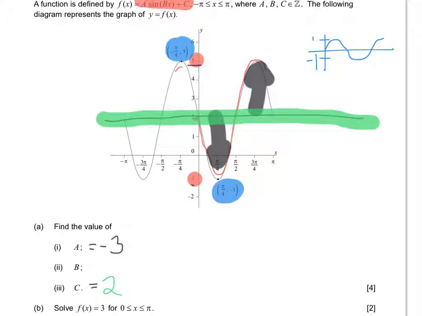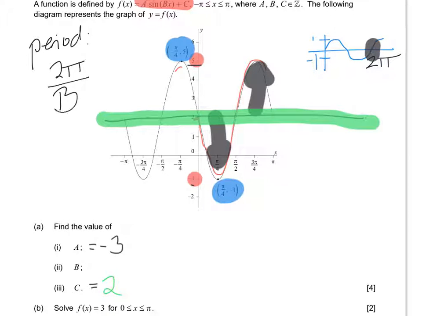Now, usually, the period of a sine is 2 pi. Usually it takes 2 pi to complete a rotation. In fact, the rule is that the period can be calculated by doing 2 pi divided by whatever coefficient you've got inside the sine or cosine function. So in this case, 2 pi divided by b.